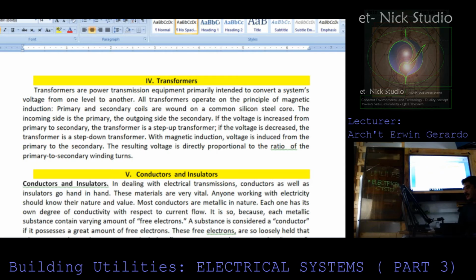If the voltage is increased from primary to secondary, the transformer is a step-up transformer. If the voltage is decreased, the transformer is a step-down transformer. With magnetic induction, voltage is induced from the primary to the secondary. The resulting voltage is directly proportional to the ratio of the primary to secondary winding systems.